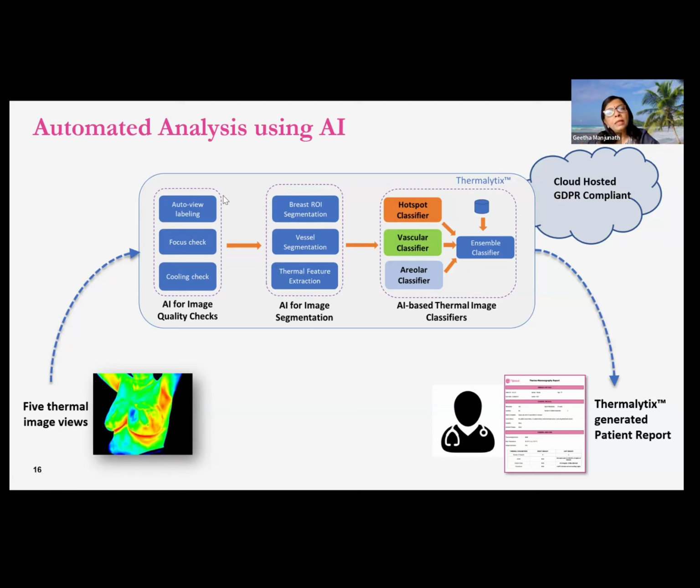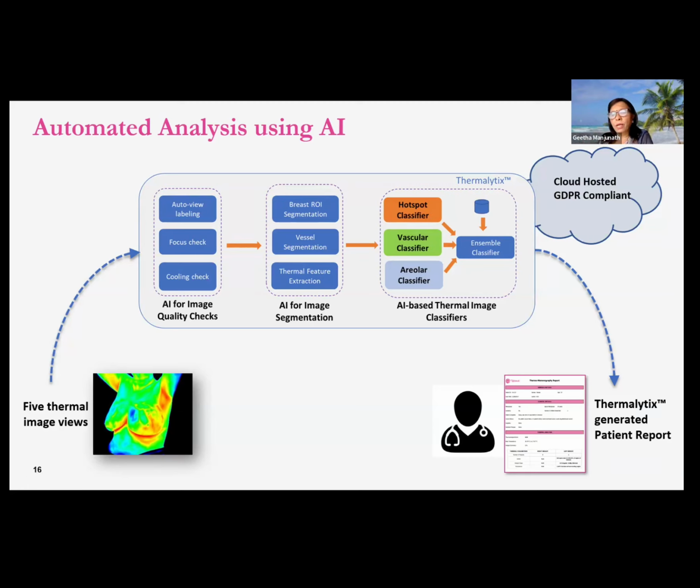The next set of algorithms look at extraction of features like vascular structure or hotspot features and others, where we can use those to determine abnormal thermal patterns, abnormal vascular patterns, etc. About 117 thermal features and about 30 vascular features are extracted, and they go into different classifiers.